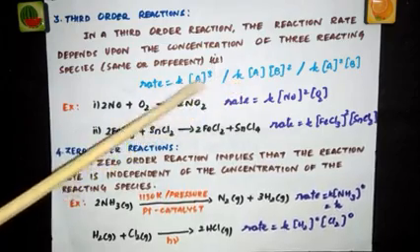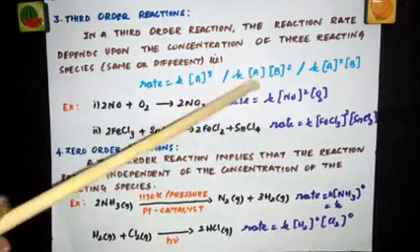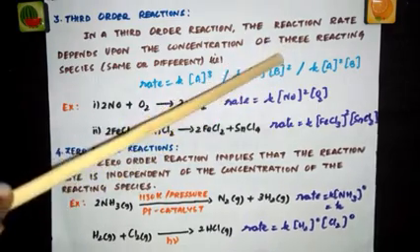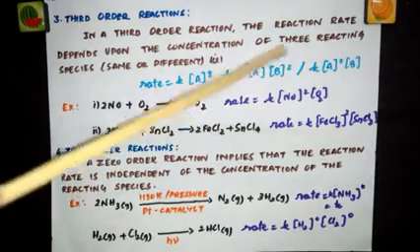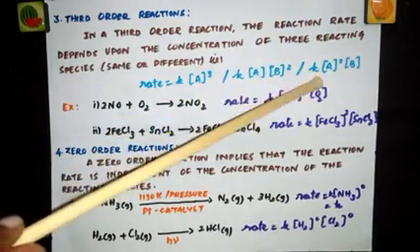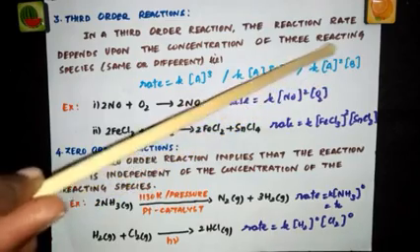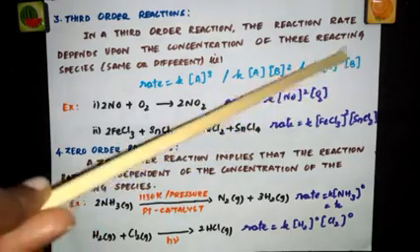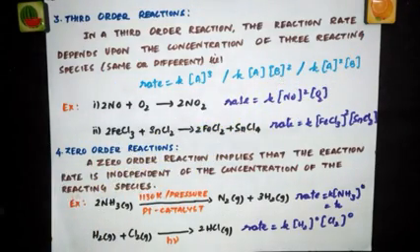Or you can write rate is equal to K into concentration of A power 1 into concentration of B power 2. Now what is the order of the reaction? 2 plus 1 gives you 3. Or you can write it this way: K into concentration of A to the power 2, square of concentration of A, into B, and again what is the order? 2 plus 1 gives you 3. So in all the three cases, the order of the reaction is 3.